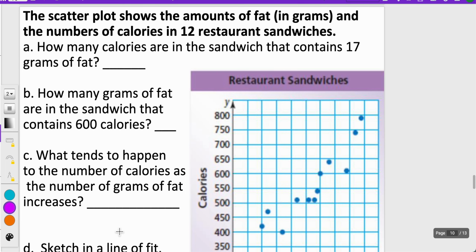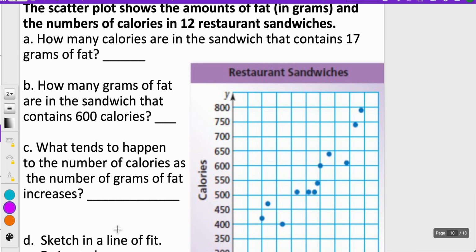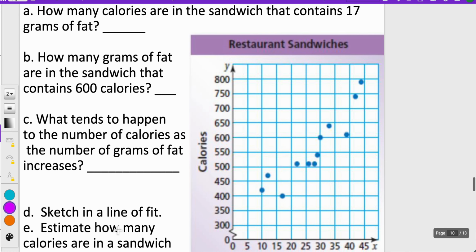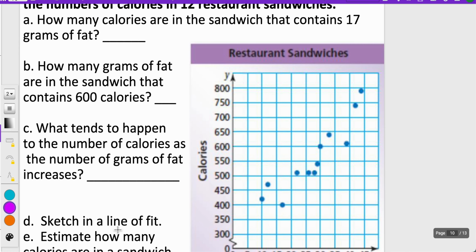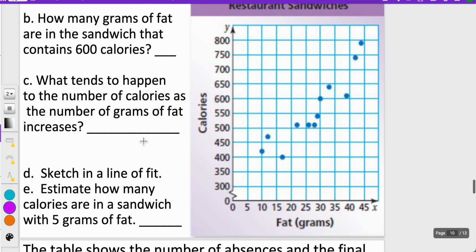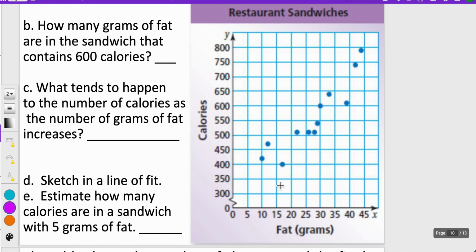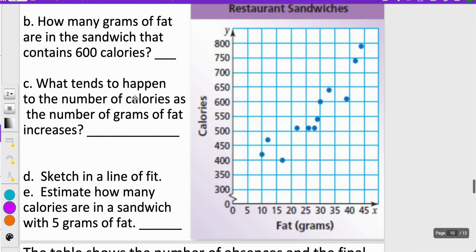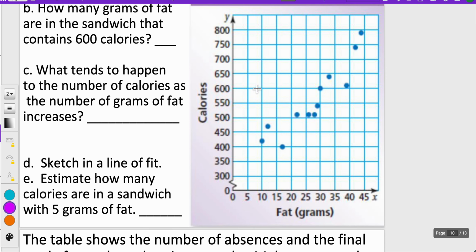It says the scatter plot shows the amount of fat in grams and the number of calories in 12 restaurant sandwiches. Okay, so we've got 12 dots here. We're going to answer a few questions and then we'll sketch a line of fit. How many calories are in the sandwich that contains 17 grams of fat? Well, 17 grams of fat is showing about 400 calories. How many grams of fat are in the sandwich that contains 600? Well, 600 is here and it is intercepting with 30 grams.